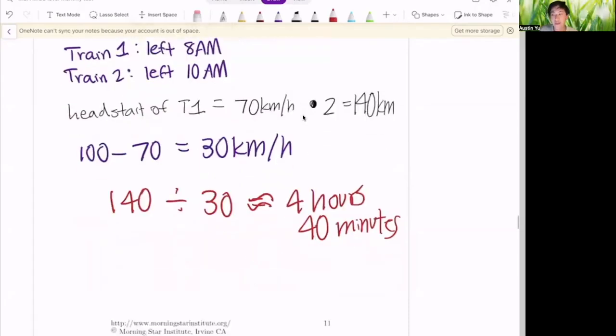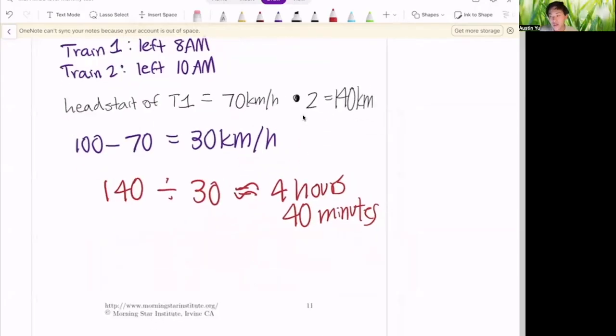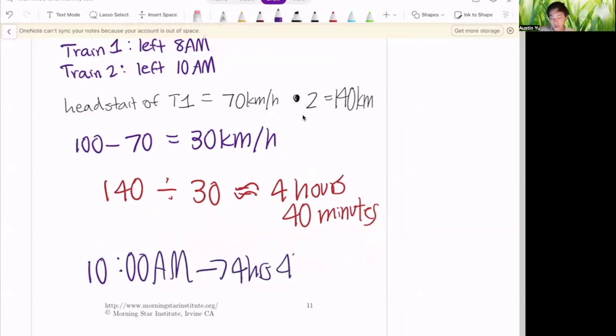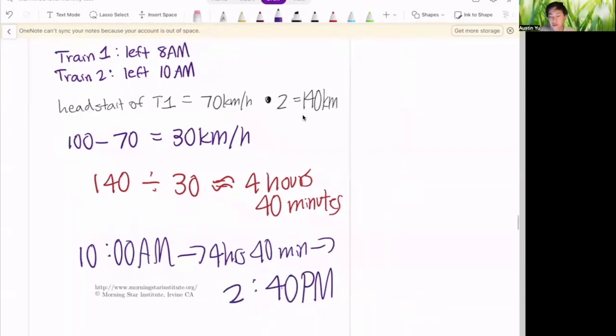Add 4 hours, 40 minutes to 10 a.m., which means that by the time the second train catches up, it would have been 4 hours, 40 minutes. This would give us 2:40 p.m. by the time train 2 catches up to train 1.